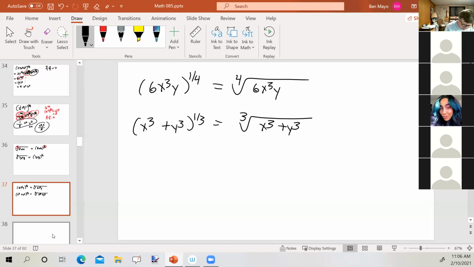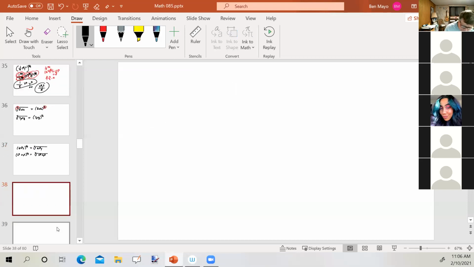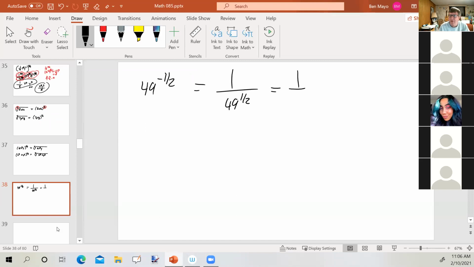No. Okay, let's deal with negative exponents. 49 to the -1/2 power. So that would be 1 over 49 to the +1/2 power. The 1/2 power is the same thing as the square root. So what's 49 to the 1/2 power, or what's the square root of 49?